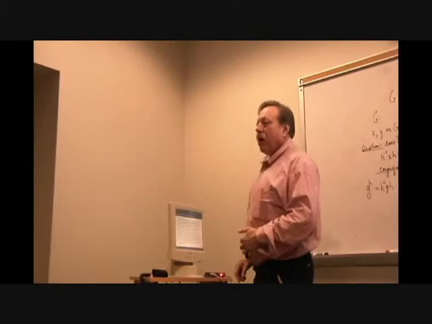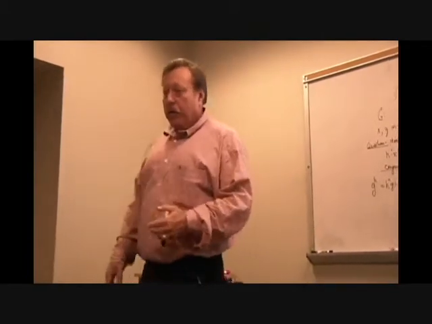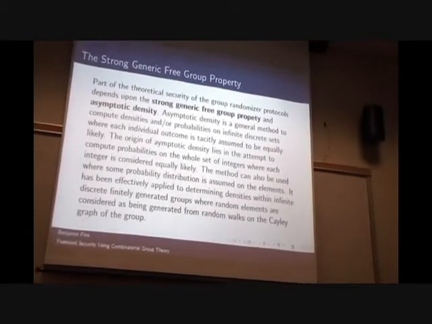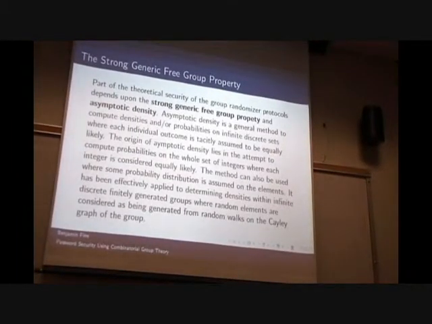Okay, now, part of the proof of the security depends on what's called a strong generic free group property. There should be an R in property. Not the way I say it, but there should be an R in property. I don't say the R. See the word there, property? All right, asymptotic density. Now, asymptotic density, if you haven't come across it, is a method to compute densities or probabilities of infinite discrete sets where you want to consider the elements equally likely.